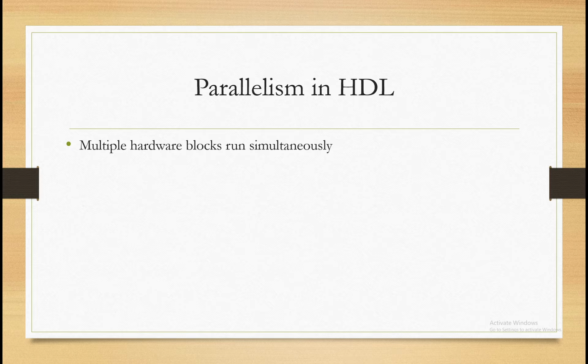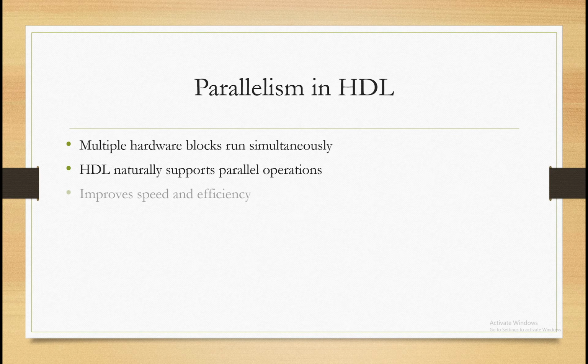So multiple hardware blocks run simultaneously. It can be a combinational block, it can be a sequential block. They all will run in parallel in the HDL, making a very powerful system or whatever device you want to make. HDL naturally supports parallel operation. That is one of the major requirements for FPGA operations as well. It improves speed and efficiency, critical for high performance digital systems.